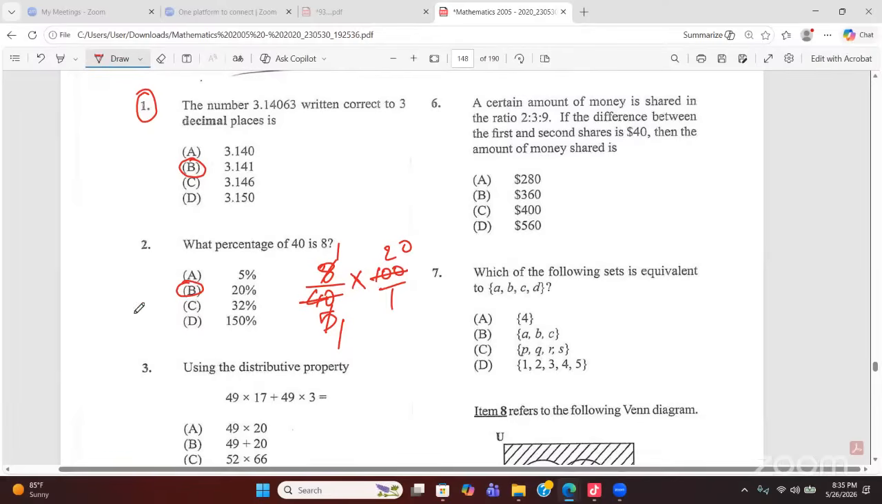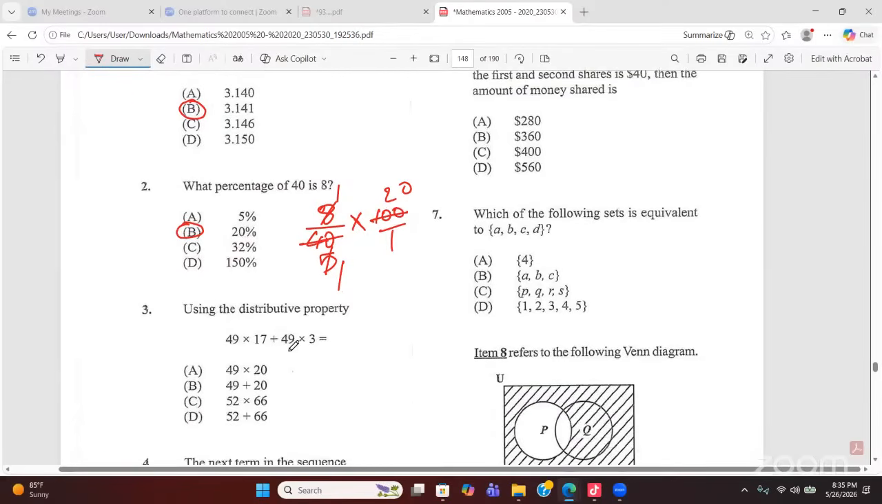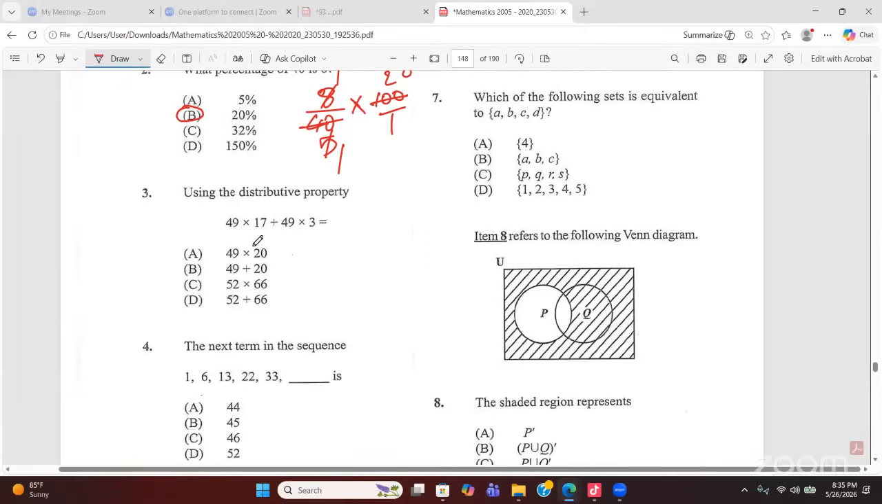Number three. All right, we're scrolling now. For this one, a highly repeated question as well. If we factor out 49, then you're going to have 17 plus 3. Therefore, 49 times 20 is the same thing. I hope we're good right there.